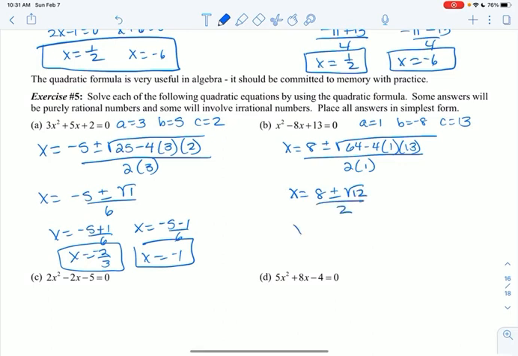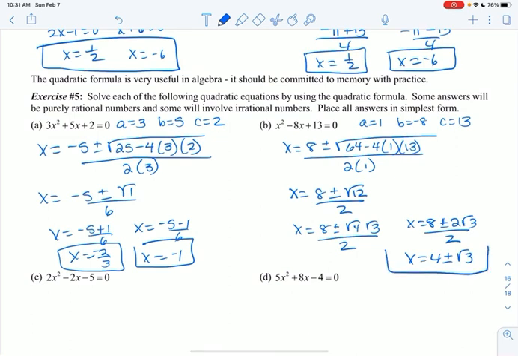I'm going to break down the 12. The 12 breaks down to 4 and 3. And the radical 4 is equal to 2, and that's positive 8, plus or minus 2 radical 3. Now once I have that 2 in front, now I can simplify. I couldn't simplify before. So 8 divided by 2 is 4, and 2 divided by 2 is just 1. And I don't have to write the 1. And there's my answer. Okay, so we will practice some more of the quadratic formula tomorrow in class.